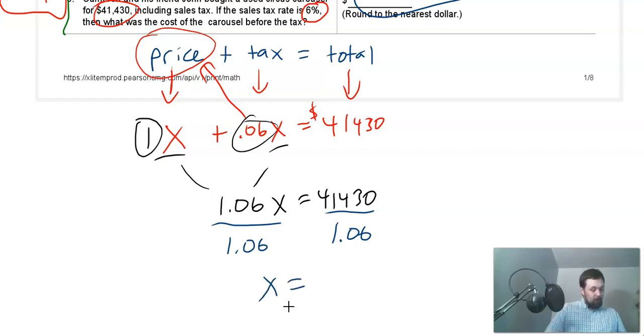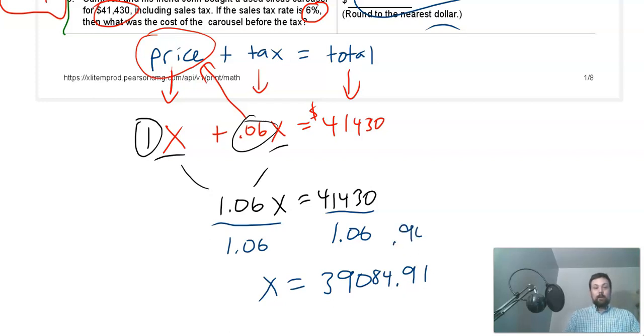And so we get 41430 divided by 1.06. And we get $39,084. And because it's money, now this says round to the nearest dollar, but I usually go ahead and round to the nearest penny. And so it's going to be 0.90566. So this is what I got originally. The 5 means I round this up to a 1.